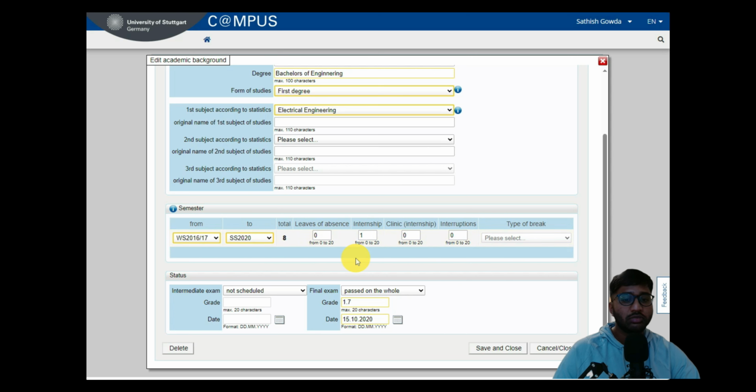In this 8th semester I did my internship for one semester, and I have not taken any leave of absence. If you have taken any leave of absence as a semester, then please give the semester and the interruption you had, the interruption semester and things like that. If you select any one as a leave of absence, the type of break option will be enabled, and then you can select which option to give.